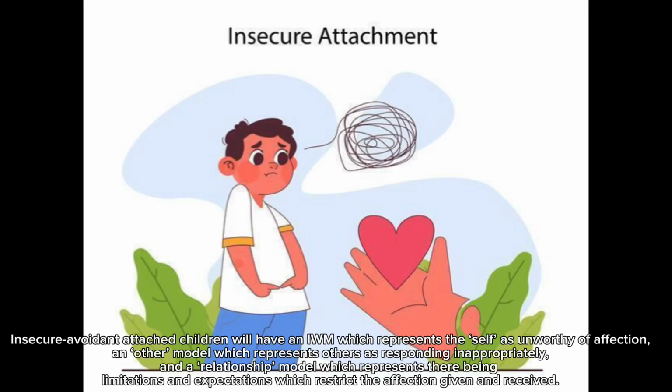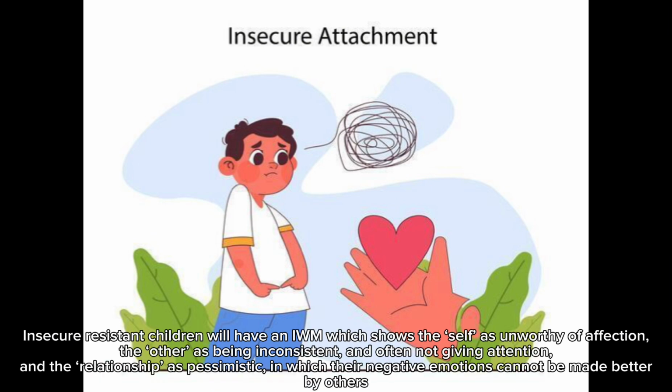Insecure avoidant attached children will have an IWM, which represents the self as unworthy of affection, an other model which represents others as responding inappropriately, and a relationship model which represents there being limitations and expectations which restrict the affection given and received. Insecure resistant children will have an IWM which shows the self as unworthy of affection, the other as being inconsistent and often not giving attention, and the relationship as pessimistic, in which their negative emotions cannot be made better by others.